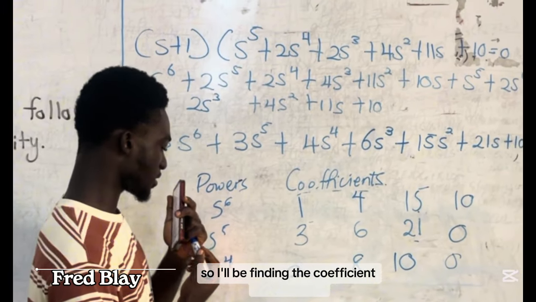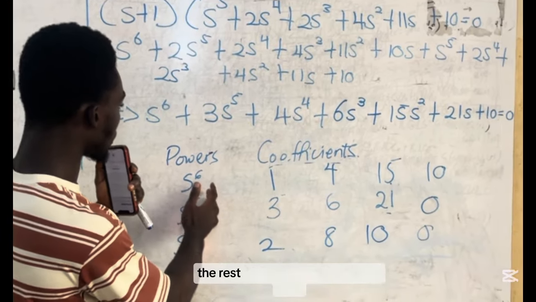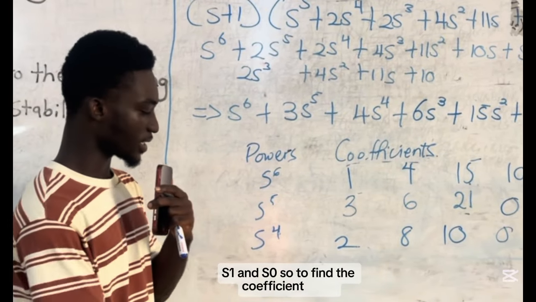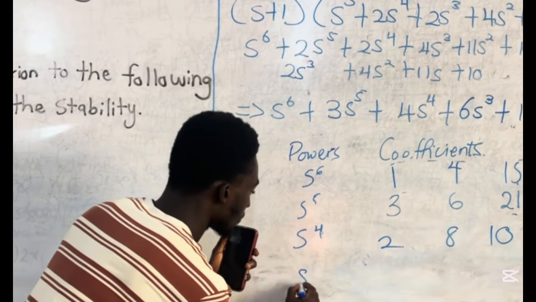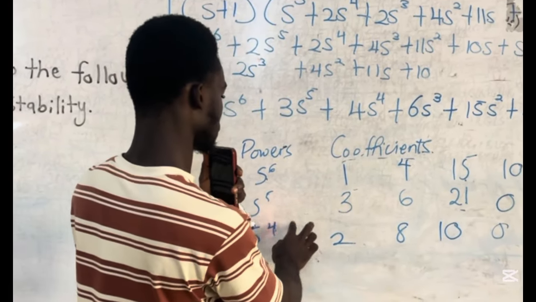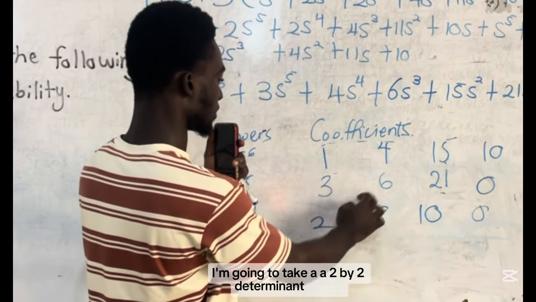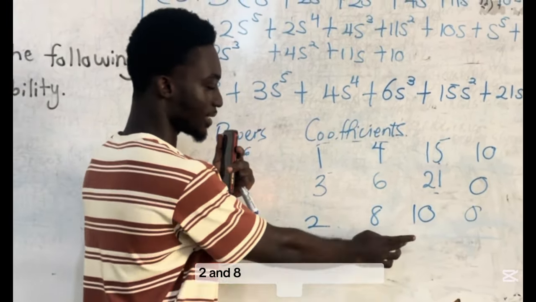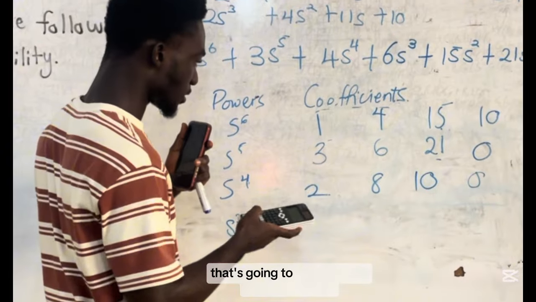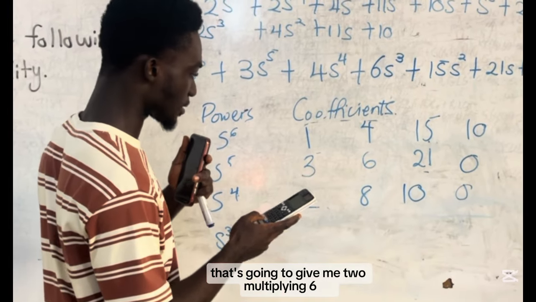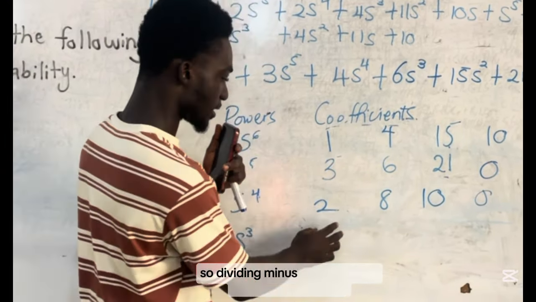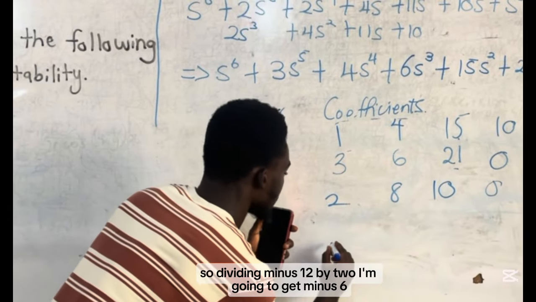So I'll be finding the coefficients of the rest of the powers, which are S^3, S^2, S^1, and S^0. To find the coefficient of S^3, I'm going to take a 2 by 2 determinant for 3, 6, 2, and 8. And that's going to give me 2 multiplying 6 minus 8 multiplying 3. That's going to give me minus 12. So dividing minus 12 by 2, I'm going to get minus 6.